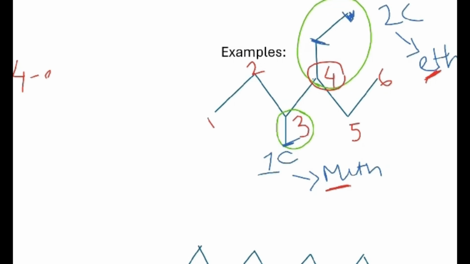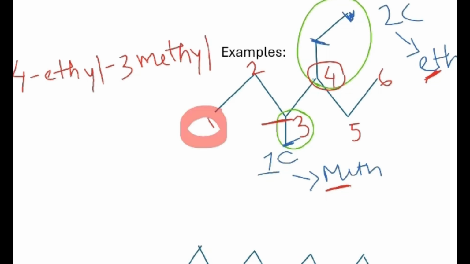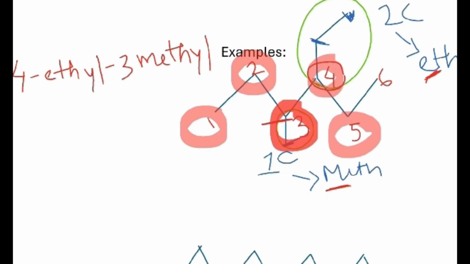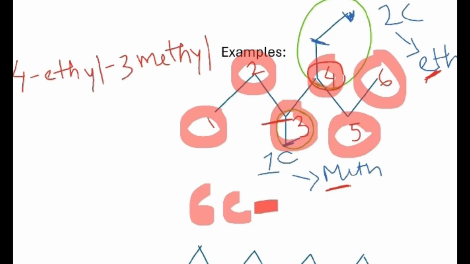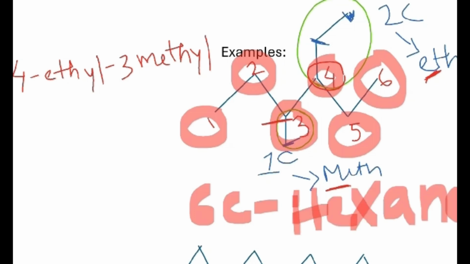So our name will start with 4-ethyl, 3-methyl. 3-methyl because the methyl group is in the third carbon of the parent chain, and then we write the name of the entire family, which is hexane. Hexane because there are 6 carbons in the parent chain. You have to always remember the names of the numbers. So the name of the first compound is 4-ethyl 3-methyl hexane.